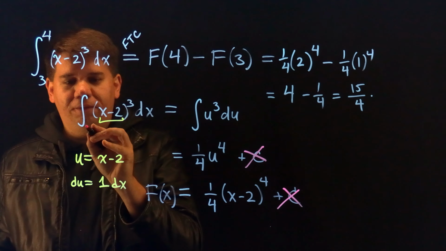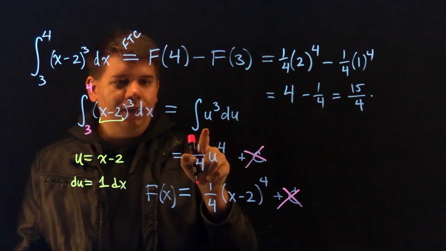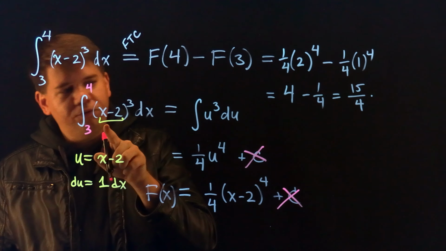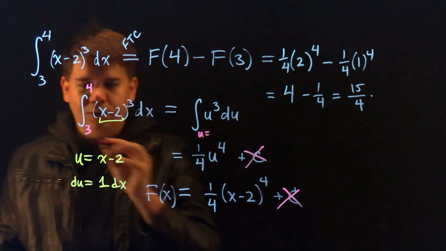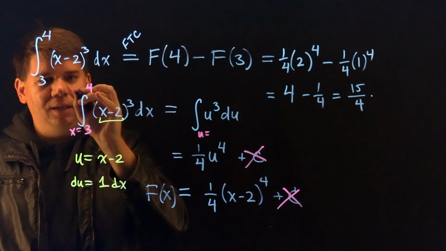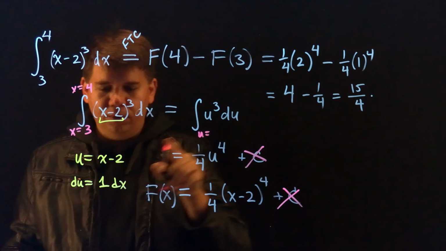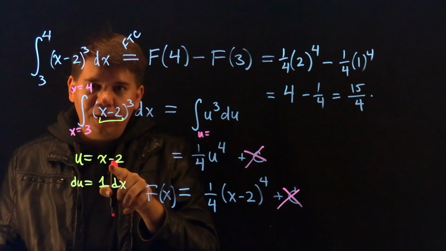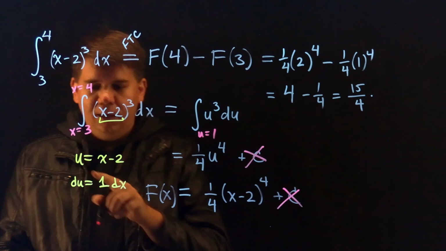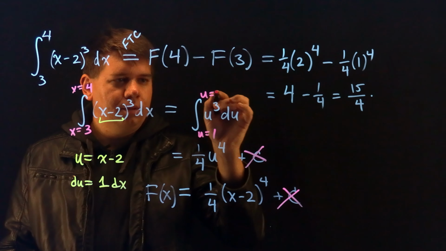I'm going to keep track of the fact that this bound is 3 and 4. But then what I'm going to do here is I'm going to say when I change from x to u, I'm going to keep track of how these bounds changed. So here I had x is 3 and x is 4. But if x is 3, what is u? When x is 3, my u is x minus 2, so my u is 1. And when x is 4, my u is 2.